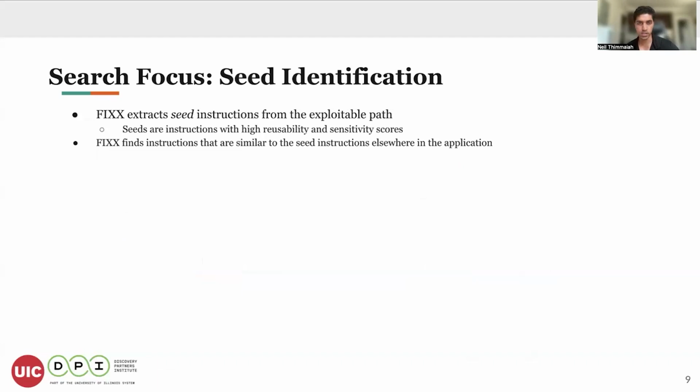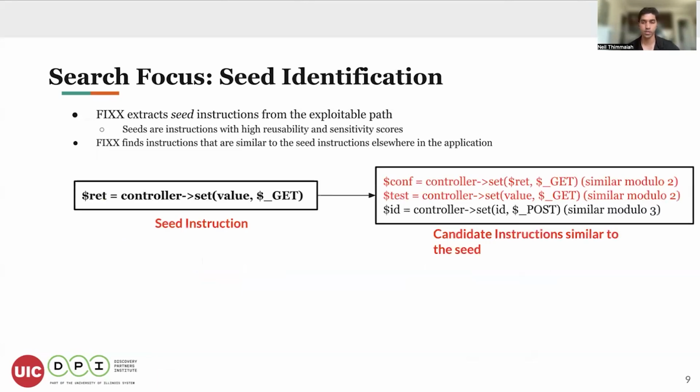So FIXX extracts these seeds from the exploitable path, and these are the ones that have high reusability and sensitivity scores. And these seeds are used to find similar instructions elsewhere in the application using our instruction similarity that we just discussed a while ago. So if we have a seed instruction shown here on the left, we see that there are other candidate instructions that can be present elsewhere in the application, which are similar to the seed instruction based on their structure, obviously, and the name nodes, which as per the modulo value that was set, if there were 2 name nodes that are different, we term that as similar modulo 2.